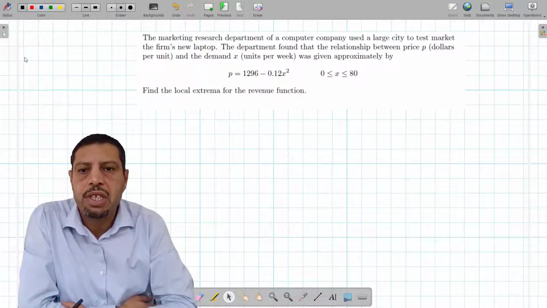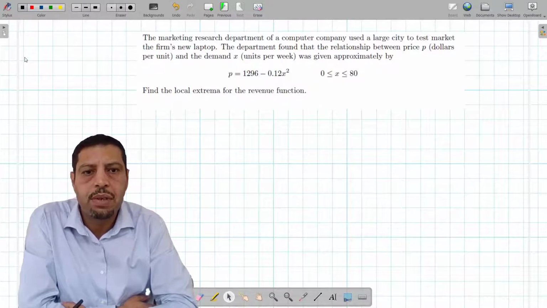Welcome to this new activity, which is an application to economics of the optimization procedure. The marketing research department of a computer company used a large city to test market the firm's new laptop.